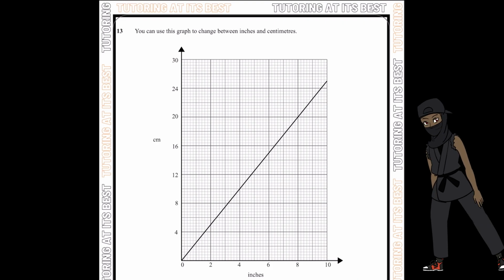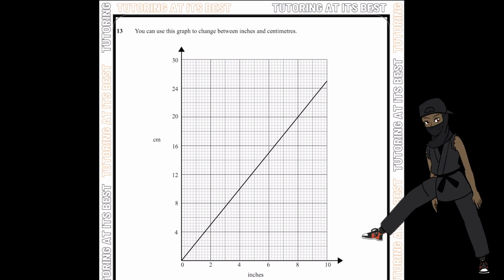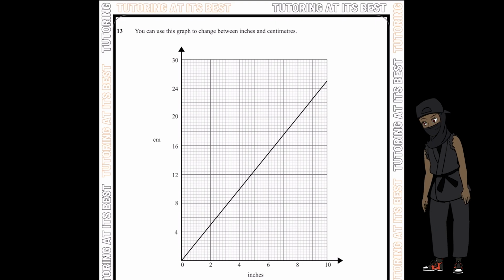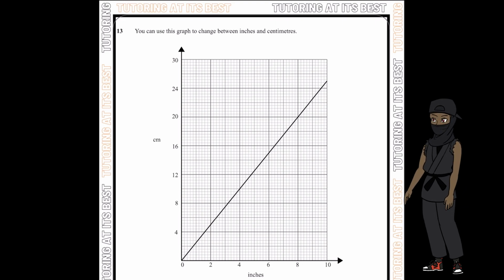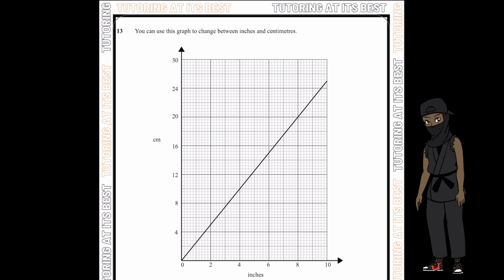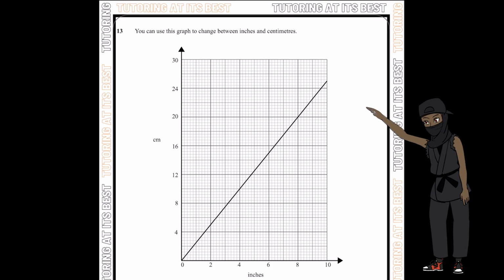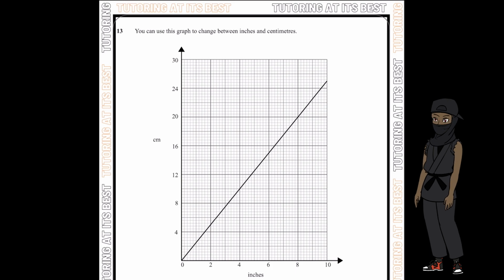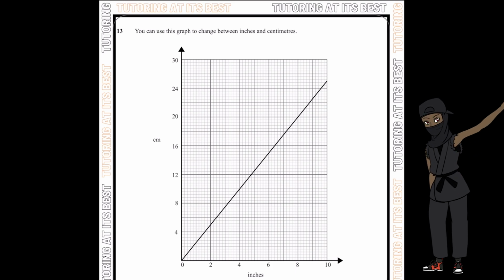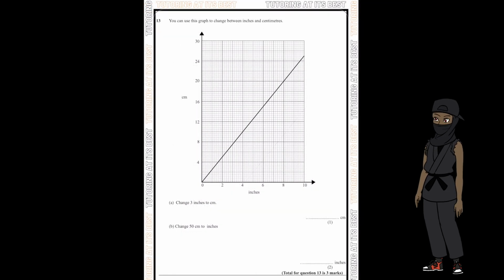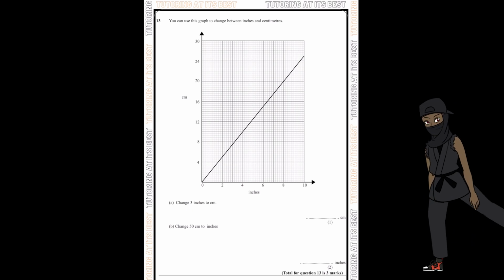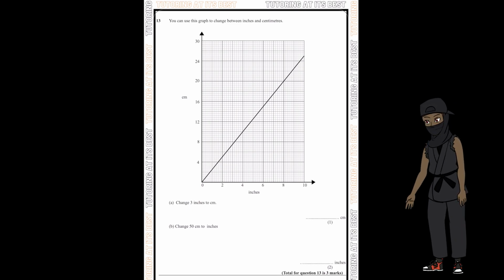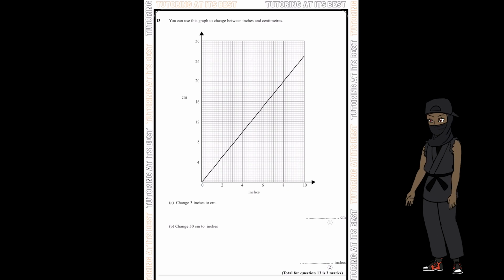Alrighty, question 13. So you can use this graph to change between inches and centimeters. We often encounter situations where we need to convert between inches and centimeters, or even meters to centimeters or vice versa. And understanding these conversions will allow us to precisely plot data on our graphs. So when we're converting 3 inches to centimeters, what must we do here?